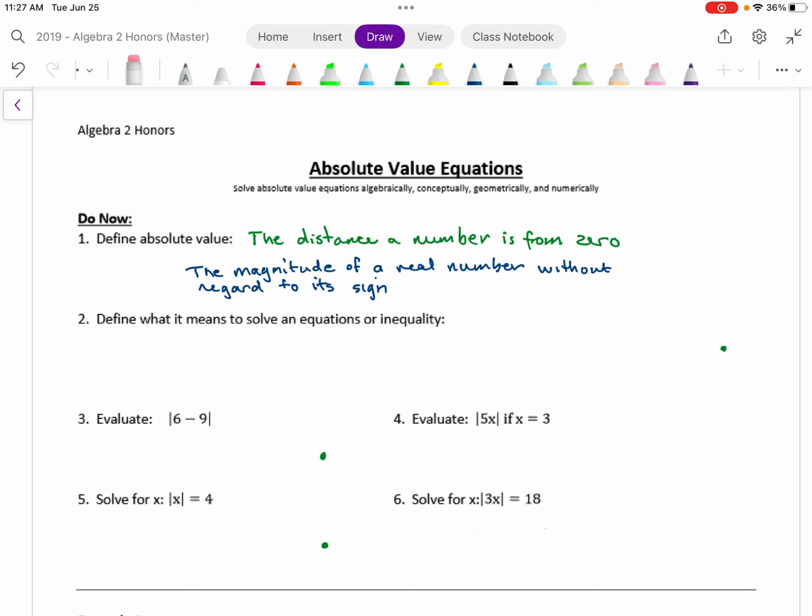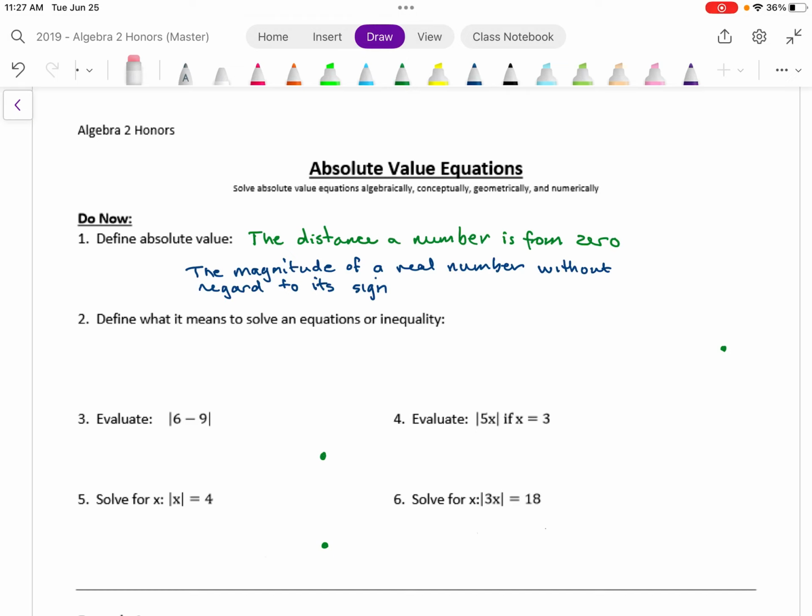For the definition of what it means to solve an equation or an inequality, this one we're going to come back to over and over and over again this year. It is really important that you know this verbatim. It's one of those things you just have to know. It really is the foundation of everything we're doing this year. My guess is a lot of people wrote things like, find the value for x or isolate x. Those are the common definitions that I hear when people give the first shot at it.